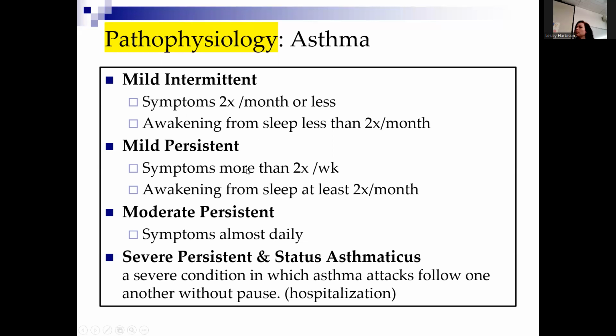I wonder if that's supposed to be less than. I have to double check this slide, and I promise within a couple hours it'll be absolutely accurate. Now I'm looking at this going, is that supposed to be less or more than 2 times a week? To go into the persistent category, they have to have it wake them from sleep at least twice a month. Then you have a more moderate category, where symptoms are pretty consistently regular, maybe almost daily. And then severe persistent, status asthmaticus.